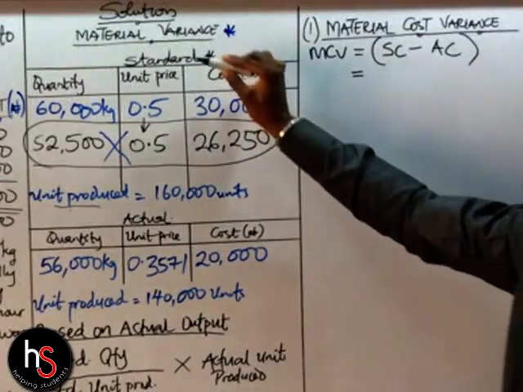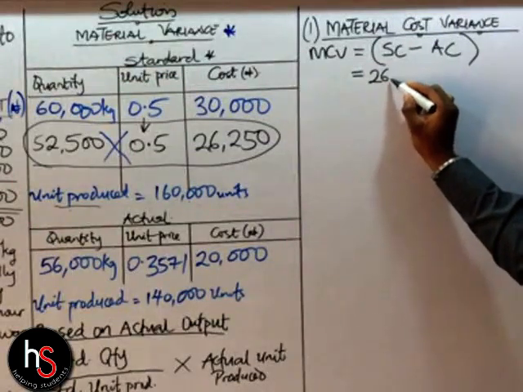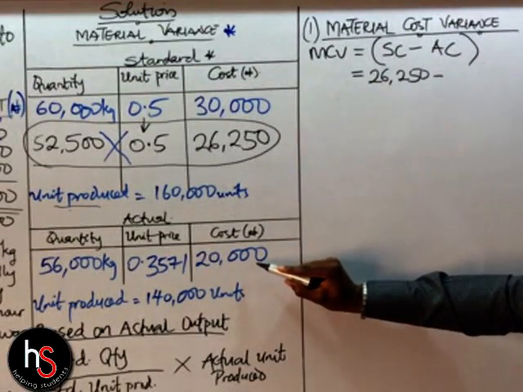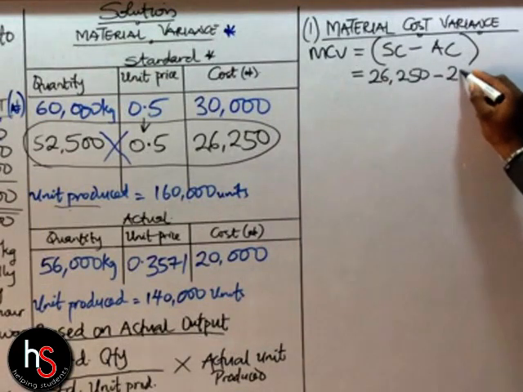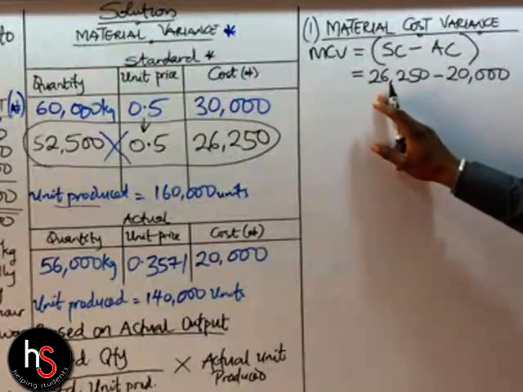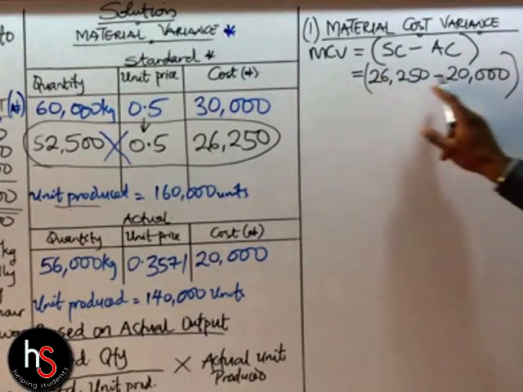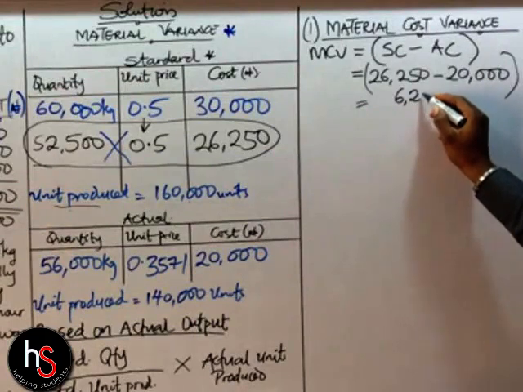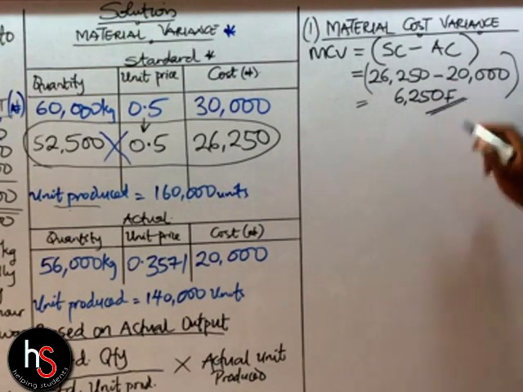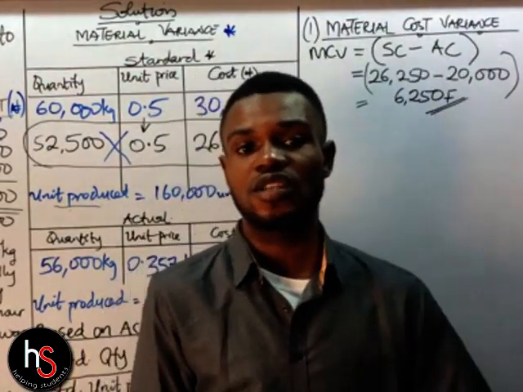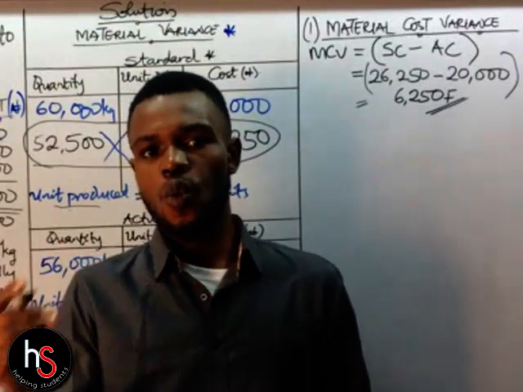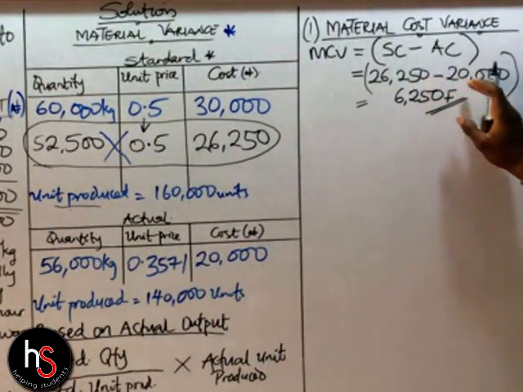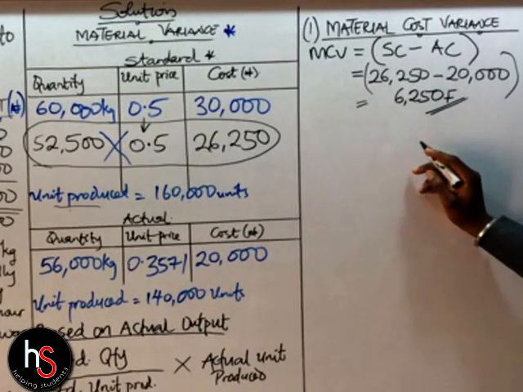What is our standard cost? 26,250 minus the actual cost. And what is the actual cost? 20,000 naira. So 26,250 subtracted from 20,000, our final answer is 6,250 F. F means favorable. Watch the first video on standard costing, the introductory video. There you will have a better understanding of why we use F as favorable and A as adverse.